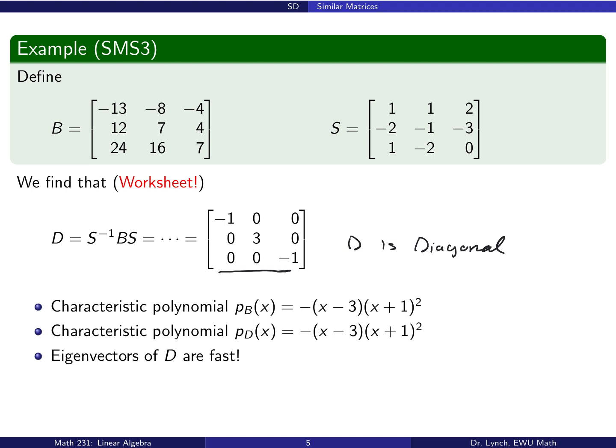We've found eigenvalues of the matrix B. The characteristic polynomial of B is minus quantity, x minus 3 times x plus 1 quantity squared. It turns out that the characteristic polynomial of D is really quick to find. It's the same. And moreover, eigenvectors of D are really fast to identify too. So I'll let you think about that for a minute. But you should find that eigenvectors of D are in fact just the unit vectors in C3.